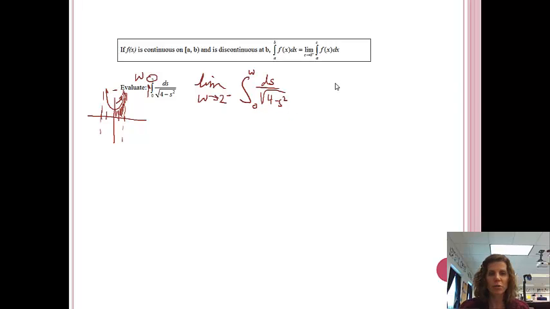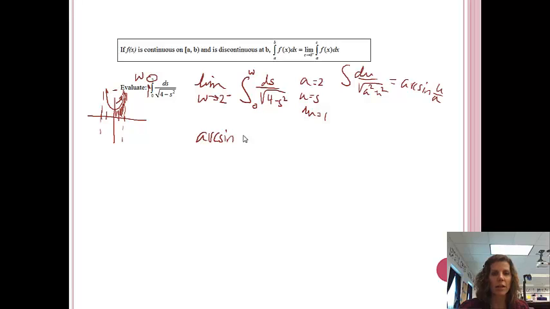This actually is an arc sine setup, and if you can recall, we've got du over the square root of a squared minus u squared, and that's equal to arc sine of u over a. So I just need to identify my a would be 2, my u would be s, and then du is 1, which I have. So I have my parts all set up. This is just going to be a straightforward arc sine of u over a, so s over 2, and then I'm ready to evaluate it at 0 and at w.